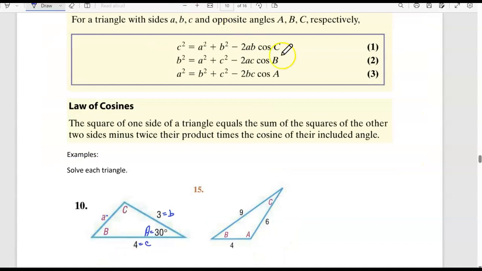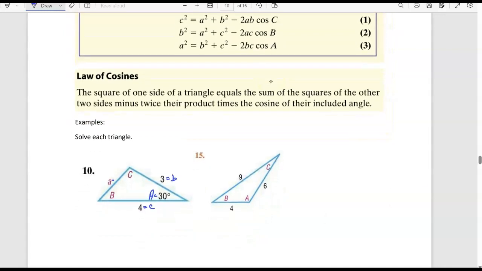Let me see if I can get everything on the same page so you can see things clearly. So we're going to use this iteration here: A squared equals B squared plus C squared minus 2BC cosine A. Let's substitute in what we know. B squared plus C squared minus 2BC cosine of A.